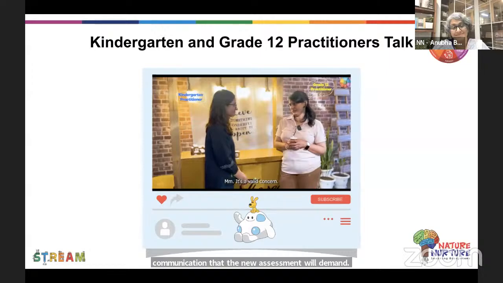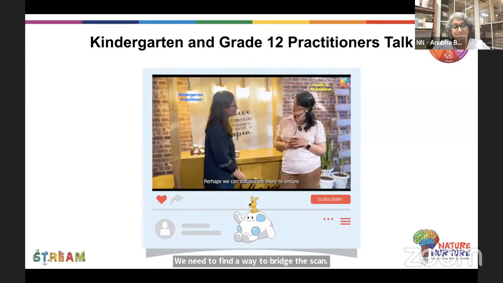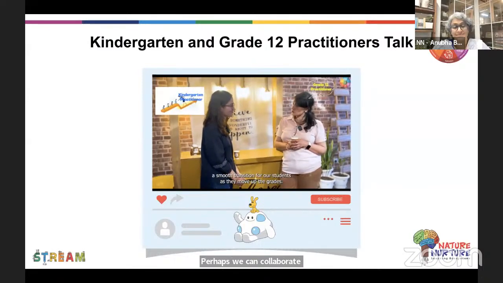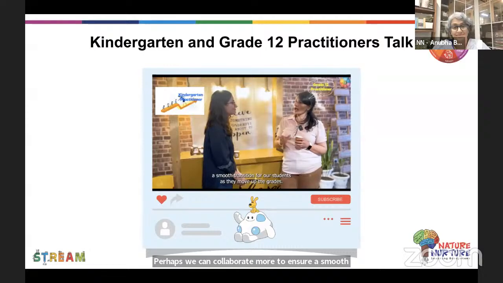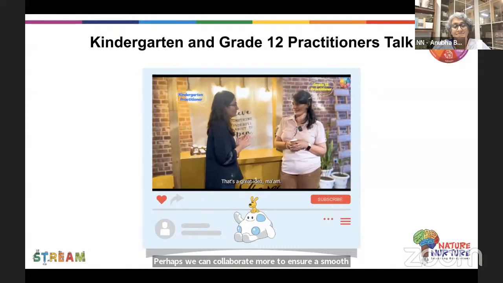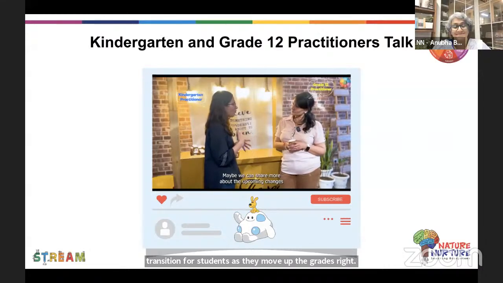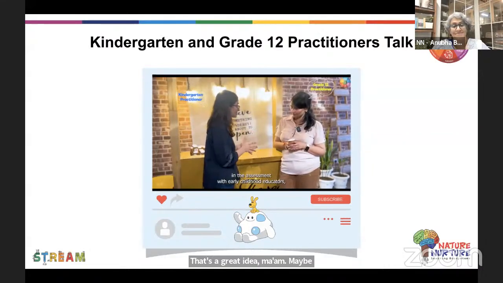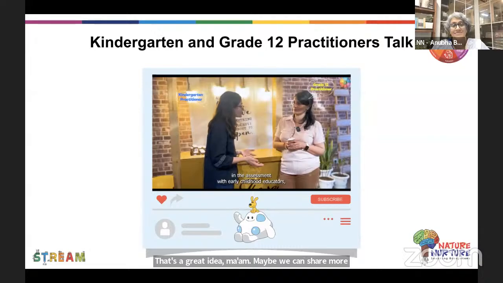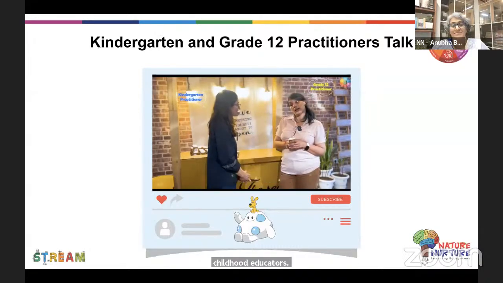It's a valid concern. We need to find a way to bridge this gap. Perhaps we can collaborate more to ensure a smooth transition for students as they move up the grades, right? That's a great idea, ma'am. Maybe we can share more about the upcoming changes in the assessment with early childhood educators, and we can start incorporating those into the teaching learning process.